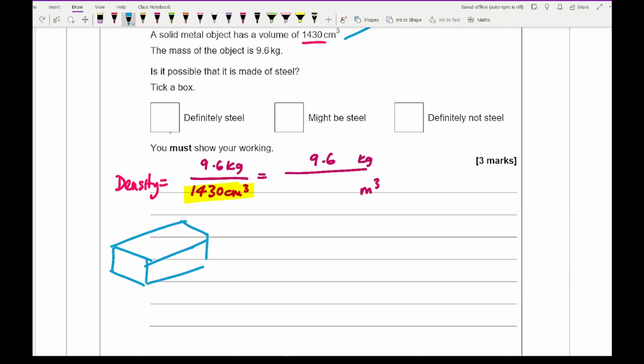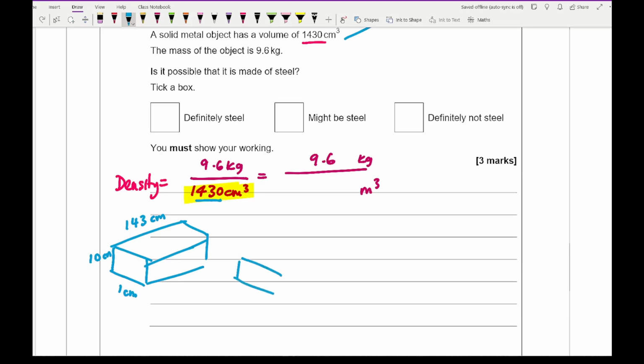What you want to do is think of three numbers. To work out the volume, it's the height multiplied by the width multiplied by the depth, and we get 1430. So if I think of three numbers that multiply together to give me 1430, let's go for 143, 10, and let's just go for 1. All of these are in centimetres. This is just a fictitious cuboid that I've made, but it will have a volume of 1430 because 143 times 10 times 1 gives me 1430.